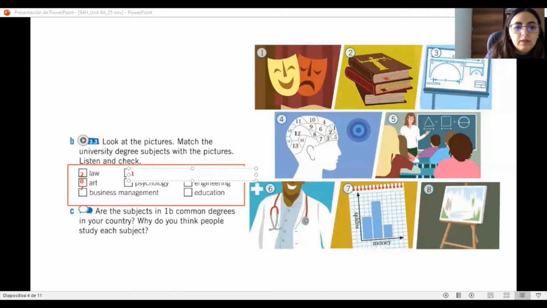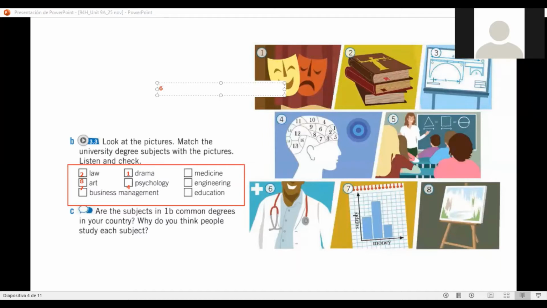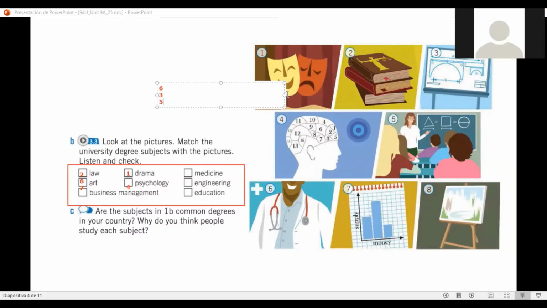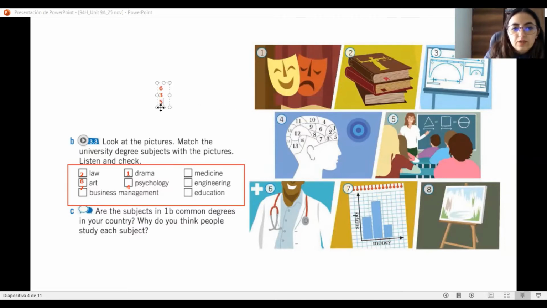Good. What about psychology? 4. Definitely number 4. Good. Let's move to medicine. Number 6. Thank you, Nikki. What about engineering? The picture number 3. Excellent, Alexis. Good. And education, what would it be? Number 5. Yes, excellent. We can see a teacher giving the class, right? So it's number 5. Excellent. Thank you, guys.